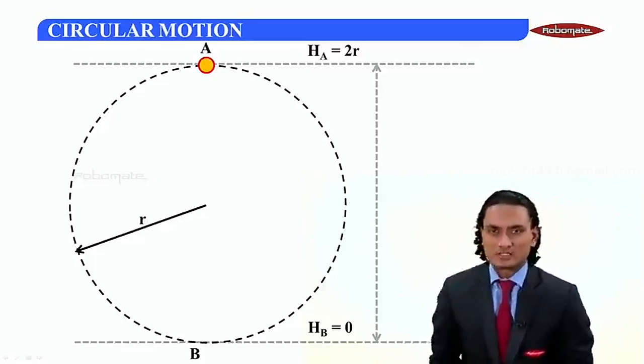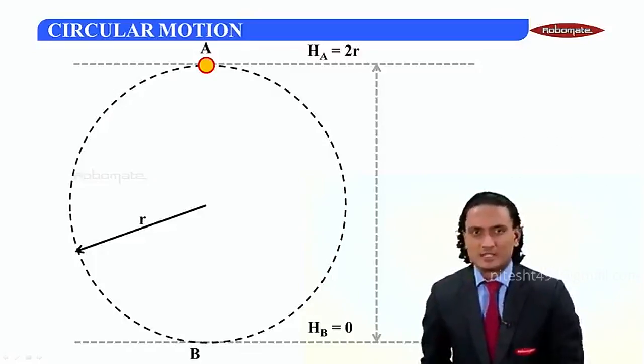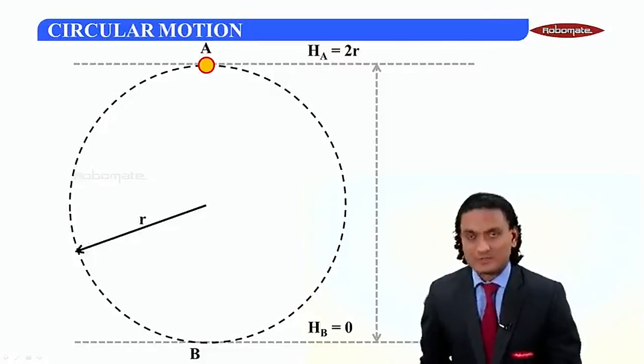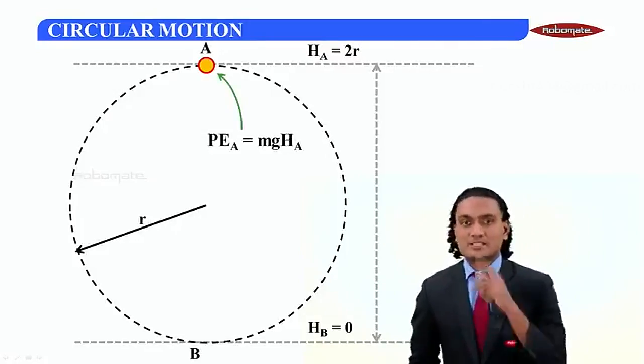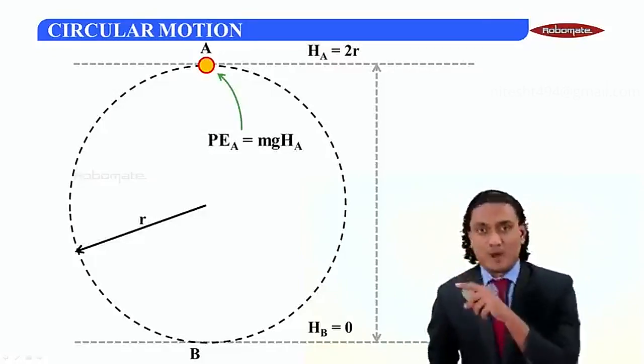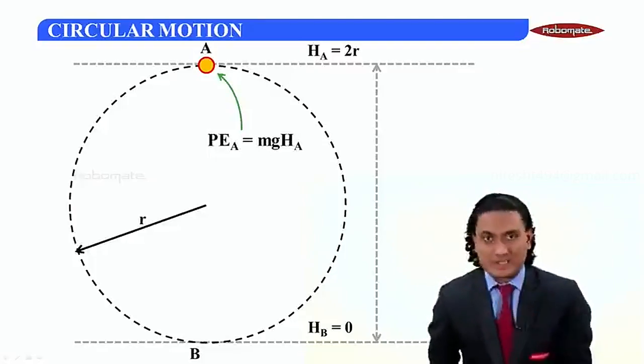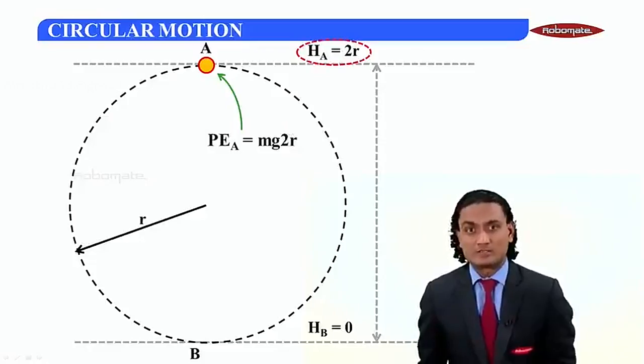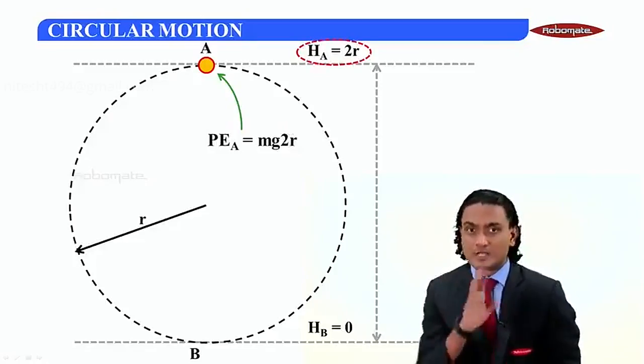Okay. So first, let us assume that this object is at point A. What will be its potential energy? Yes, we know the formula. Potential energy is mgh, and here it is at point A, so potential energy is mg into hA. And what is hA? hA is 2r. So can I substitute over there? Yes, what will I get? Potential energy is mg into 2r.